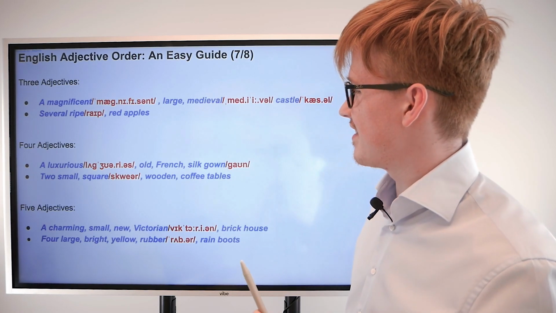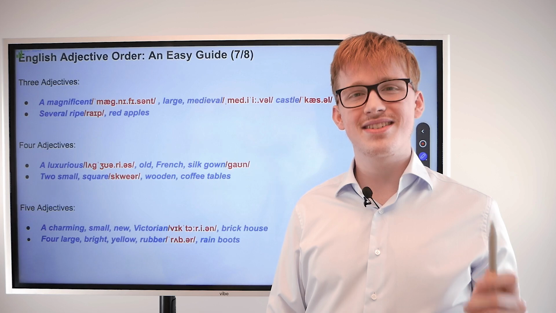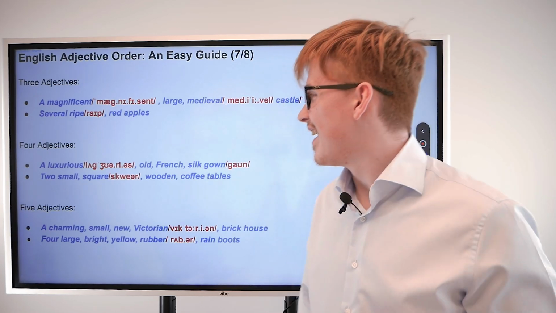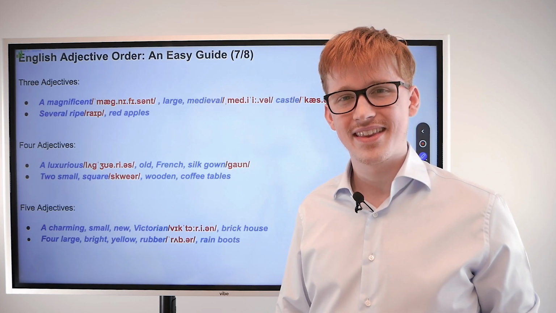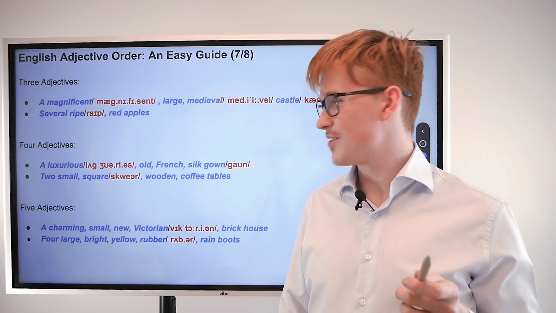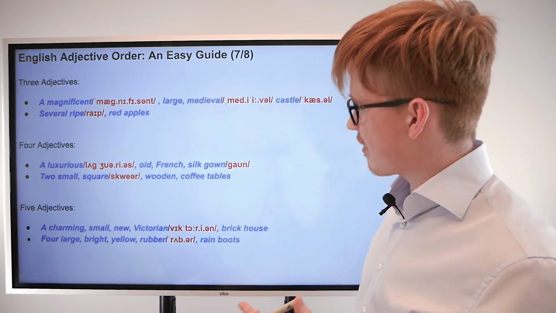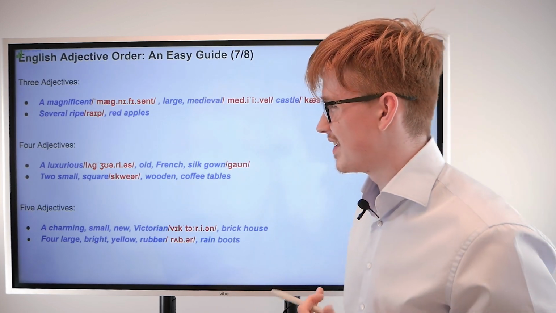Okay, and now let's move up to 4 adjectives here. 4 adjectives together sound like this. A luxurious old French silk gown. I know, the sentence is getting longer now. A luxurious old French silk gown. If you want to say it. Great. A luxurious old French silk gown. It wouldn't be a French silk old luxurious gown. This just doesn't sound right at all.